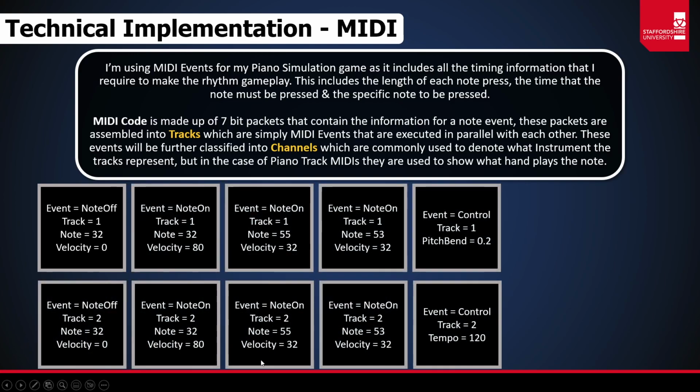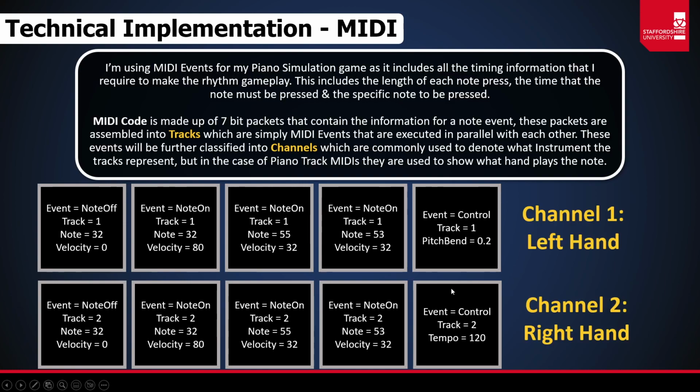So if we have a look at this here, each of these could be its own track. So track 1, so and so, track 2, so and so. And then these tracks can be classified into channels. Now, specifically, I put here left hand and right hand because something I've learned in my research, which is quite cool, is that specifically piano MIDI events, because channels are usually used to denote what instrument the tracks represent, because it's only piano, there's only one instrument, they instead use it to tell the software what hand is pressing each key, right? Because you've got two hands to play piano.